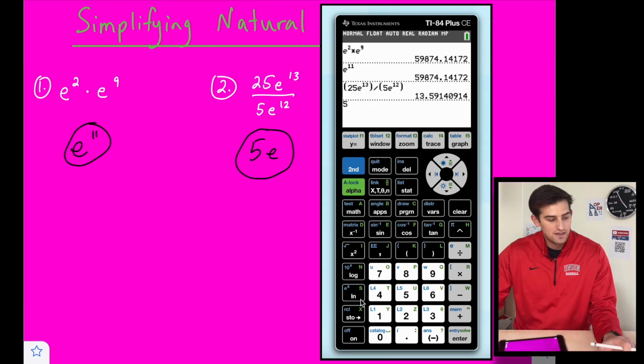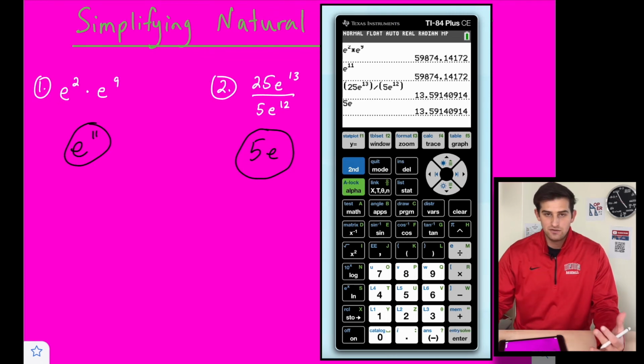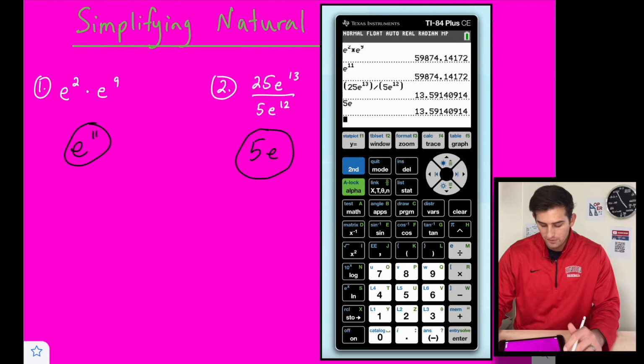Notice that the button we've been using is e to a power. Technically we could use this and let x be 1, because e to the first would just be e. But another button on your calculator that gives you just e is the division button once we hit second. So if we do second and division, hit 5e, and hit enter, notice we do in fact get the same decimal. So we are good for number 2.